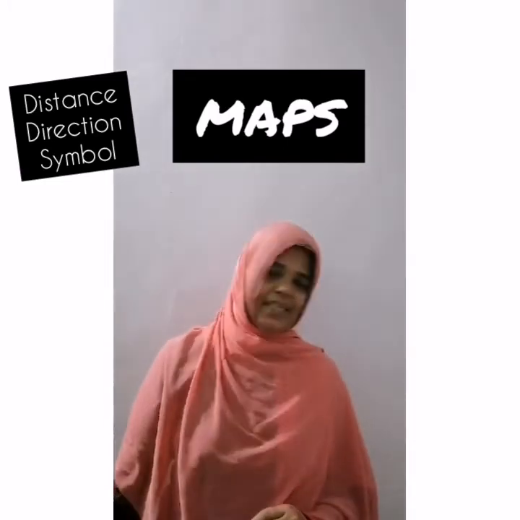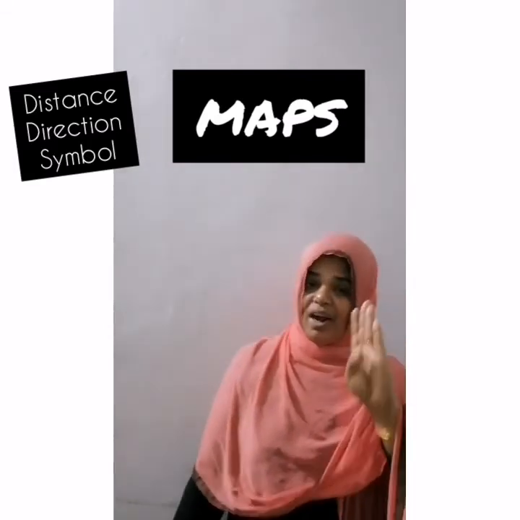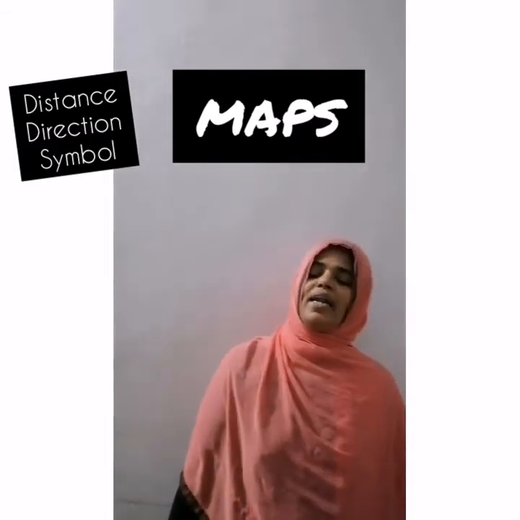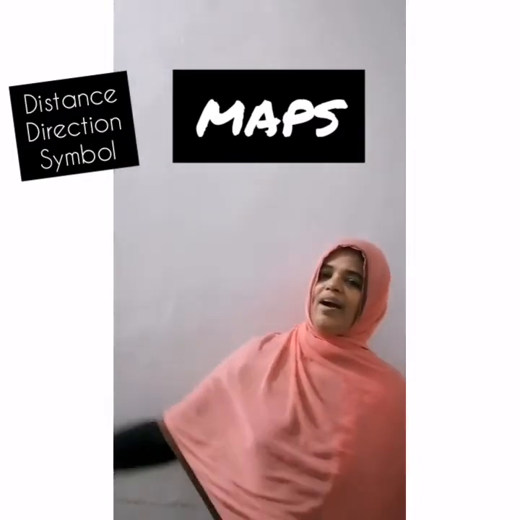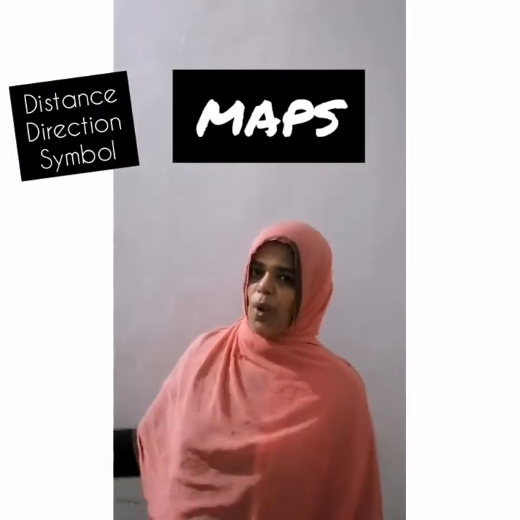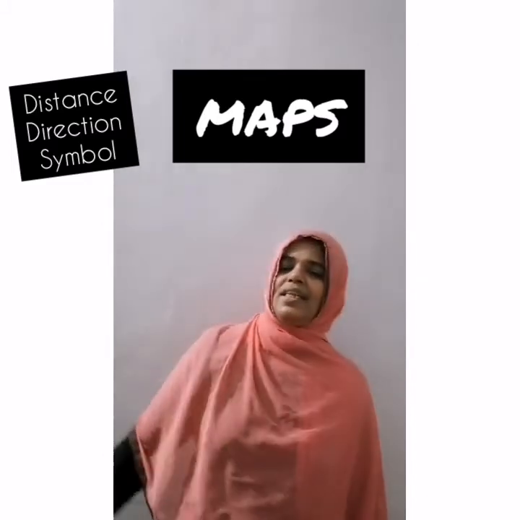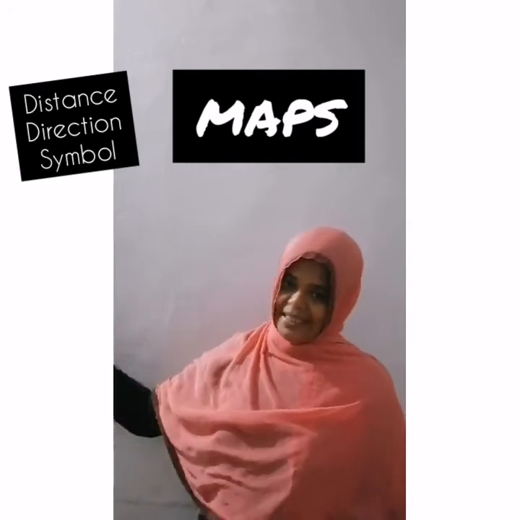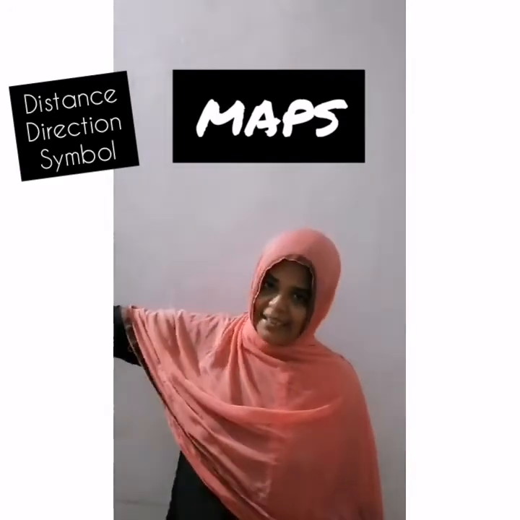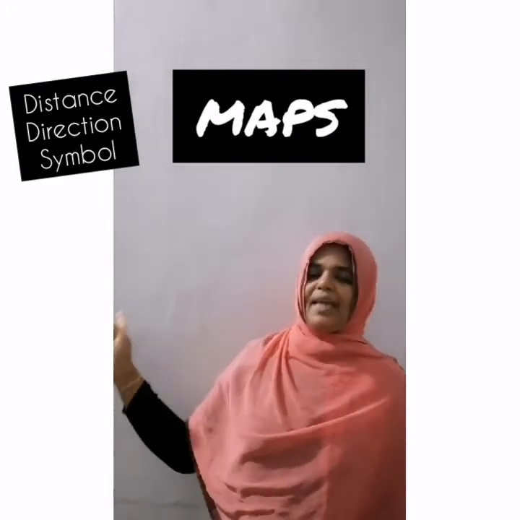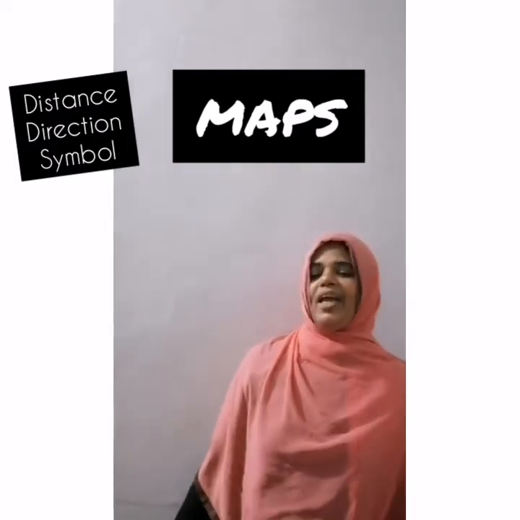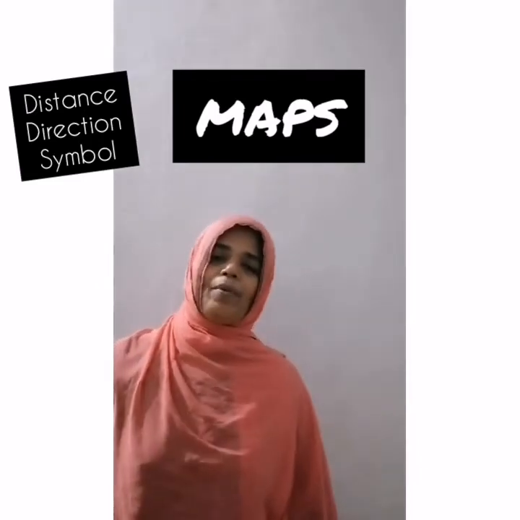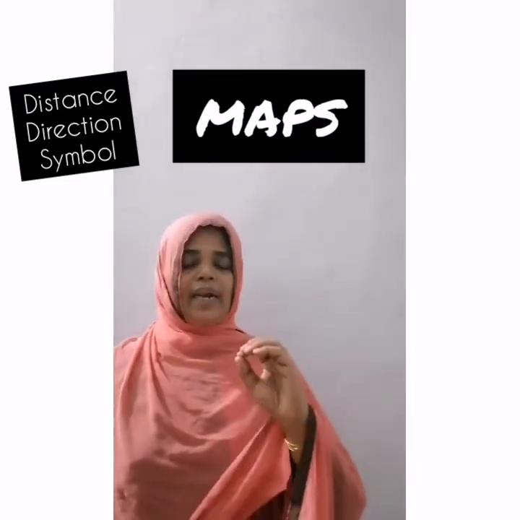Clear? Yes. So there are four cardinal directions and four intermediate directions. Four cardinal directions are simple. They are north, south, west and east. Four intermediate directions are northwest, northeast, southwest and southeast. Clear? Okay, now let's move to the third important component of a map.